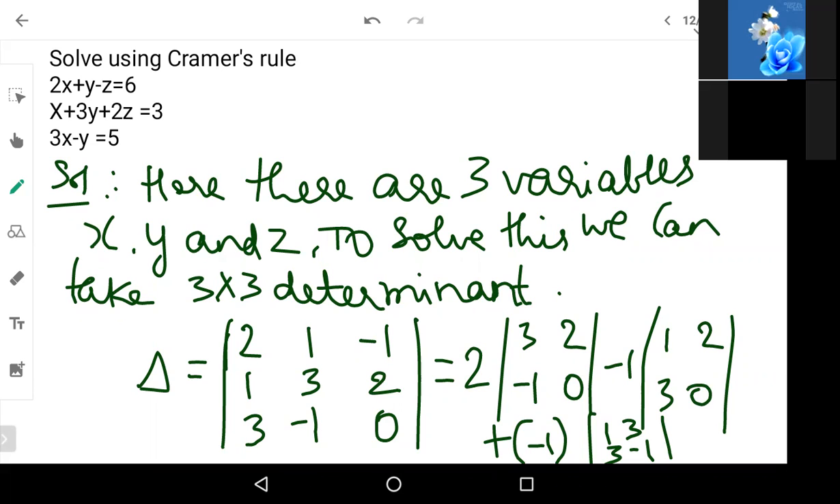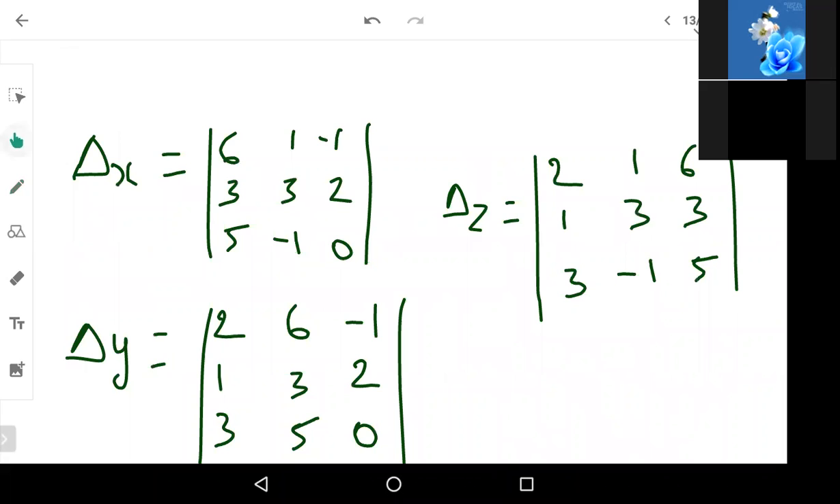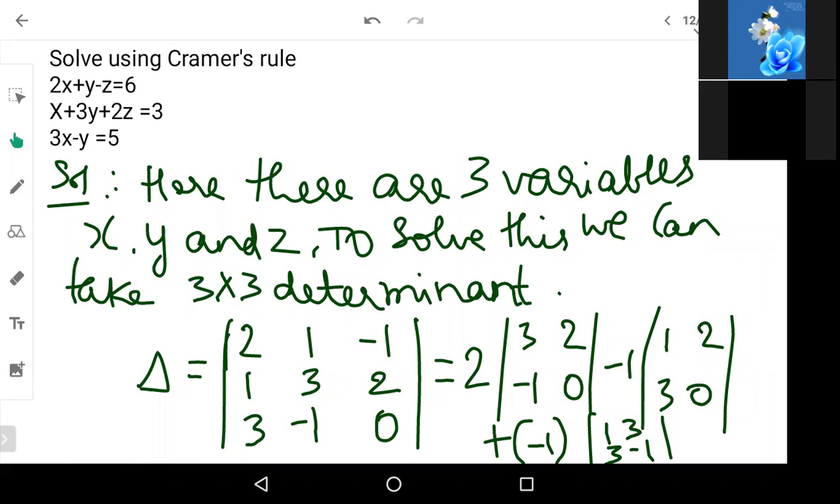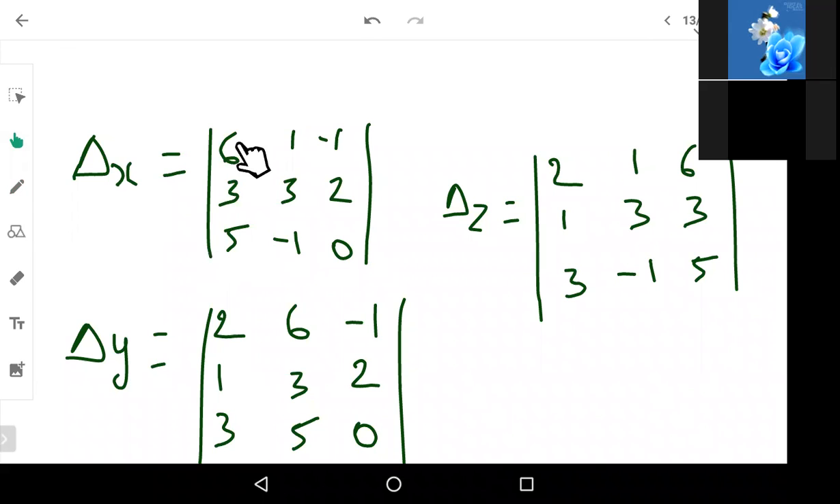Now listen here. Find the delta value, and after that, in the next step, you have to replace the first column with the constant. So what is the constant? 6, 3 and 5. So replace the first column with the constant, and rest all will be same. That will be your delta x. Now coming to delta y, replace the second column with the values of constant, and the other two will be same. And for the last one, the last column is supposed to be replaced and rest all will be same.